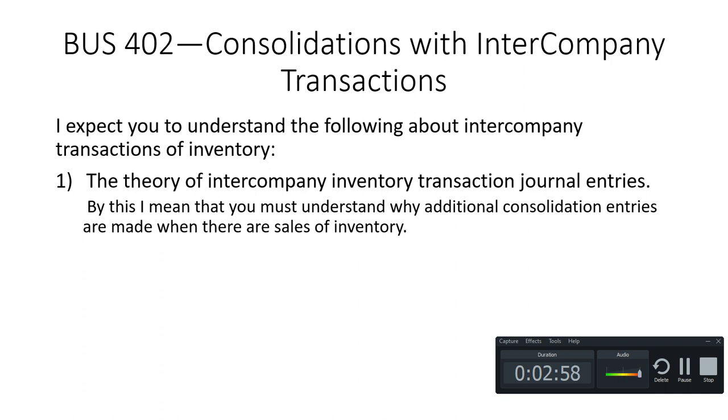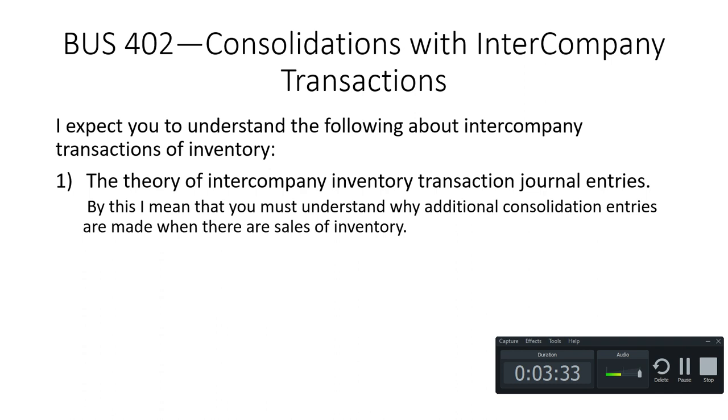What I mean is that you must understand why, when you have intercompany transactions in inventory, be they upstream or downstream, it doesn't really matter, though we're going to concentrate on downstream transactions. When the parent sells some inventory to the sub, you're going to have to make an addition to the big 4 entries, the ones that we've been using in the last 3 or 4 consolidations that you've done. There are actually 3 additional entries for the intercompany transaction inventory. And I want you to understand why.